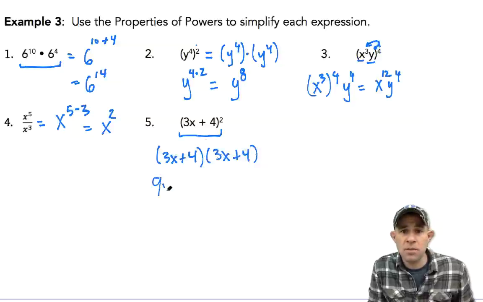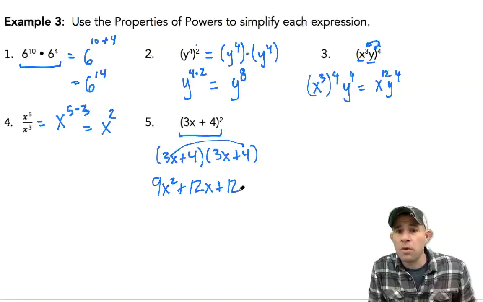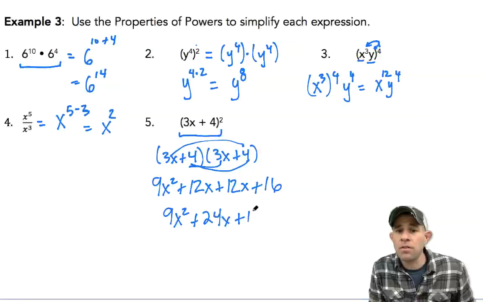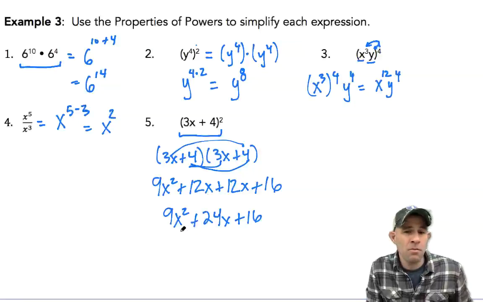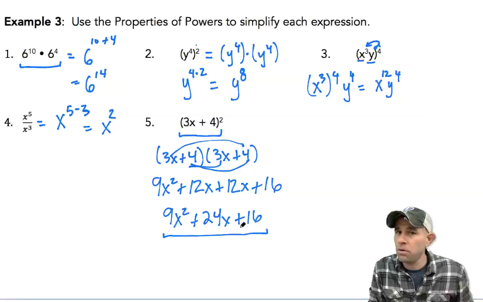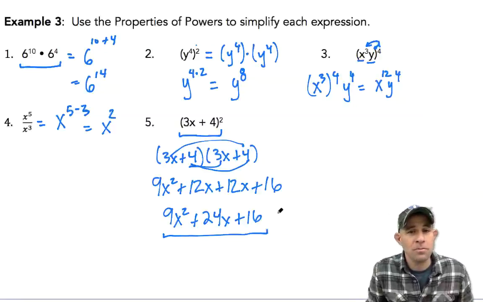3x times 3x gives me 9x squared. 3x times that 4 gives me positive 12x. I'm going to double that because I'm going to have another positive 12x. And then finally, 4 times 4 gives me 16. So in the end, I'll end up with 9x squared plus 24x plus 16. And you might remember from a few chapters ago, this is known as a perfect square trinomial.